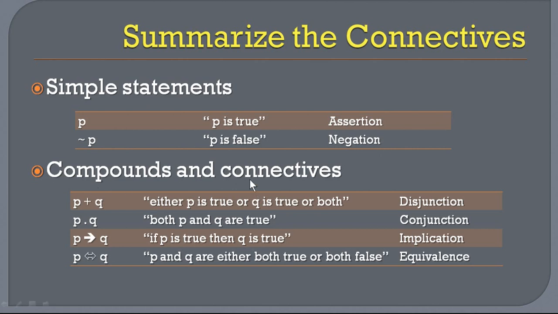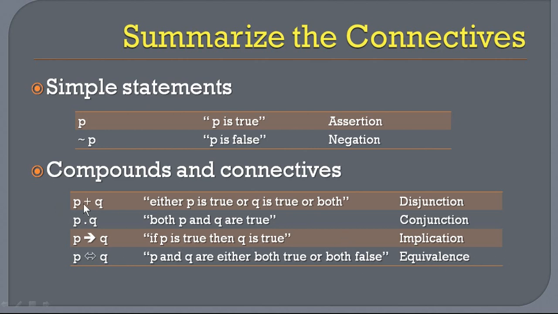Second one, you have a not operator, so you can call it a negation statement. Now you can see compound statements and connectives. If you want to combine two propositions, what has to be done? The first one, plus, is called disjunction. Dot is called conjunction, the right arrow is called implication, and the final one, the double-headed arrow, is called equivalence.